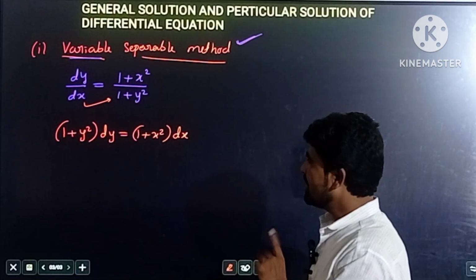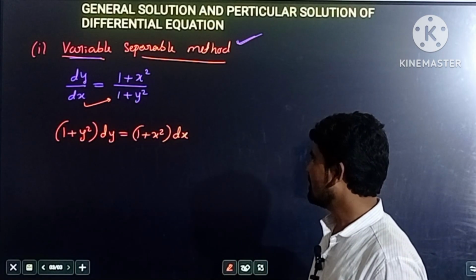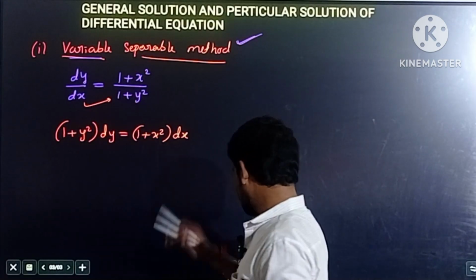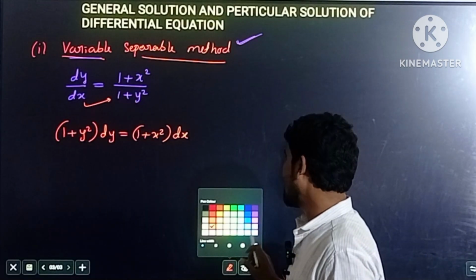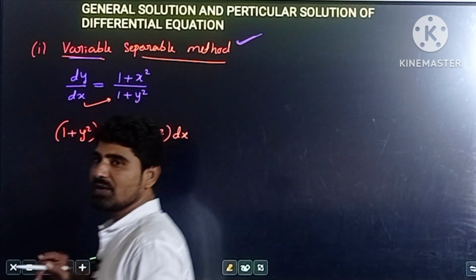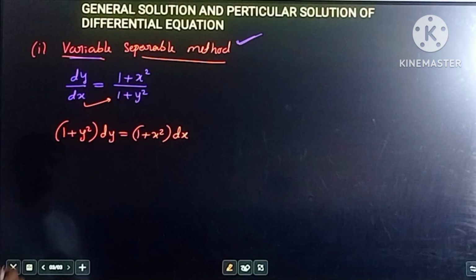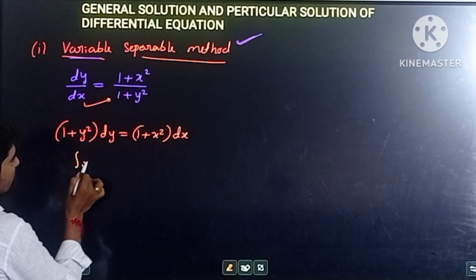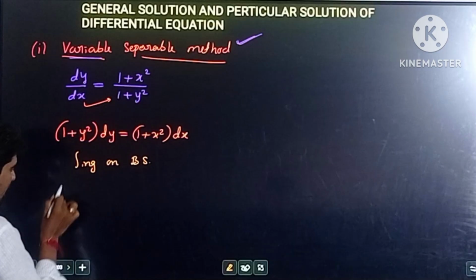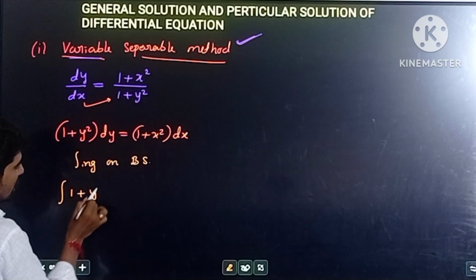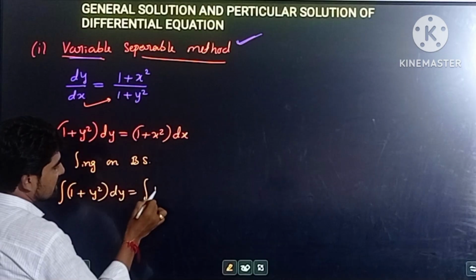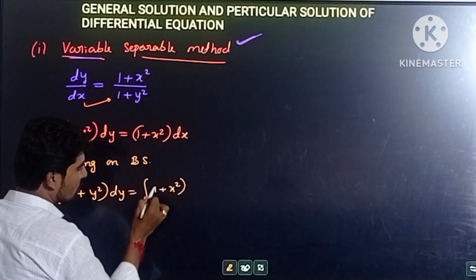As you know that to find the solution of the differential equation, we need to integrate the given differential equation. So after separating the variables to identify its solution, we need to integrate on both sides. What is the next step? Integrate on both sides. So integration of 1 plus y square dy is equal to integration of 1 plus x square dx.